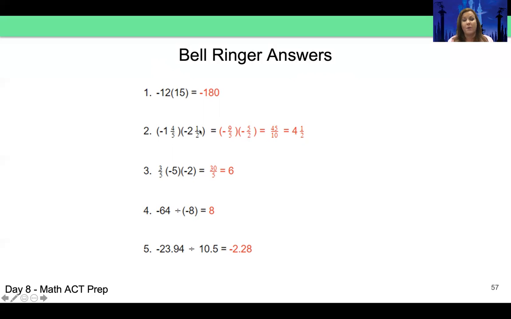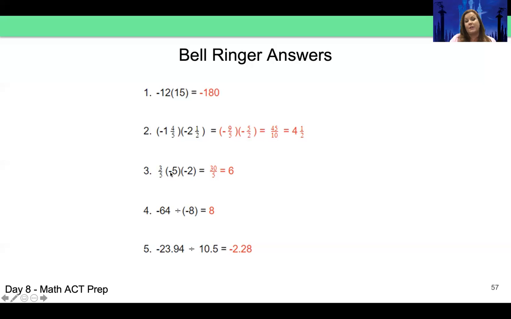You can't just go -1 times -2 and then 4/5 times 1/2. It doesn't work that way. When you multiply mixed numbers, you have to convert them to improper fractions. You will get an incorrect answer. And again, that's why I'm kind of pushing the calculator, because if you're bad at fractions, it's really easy.